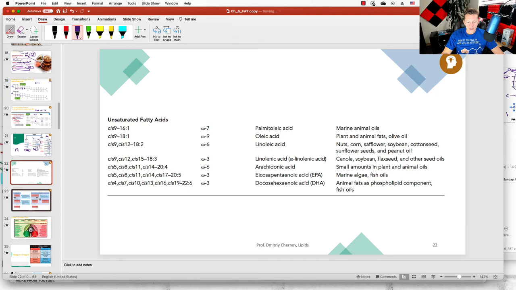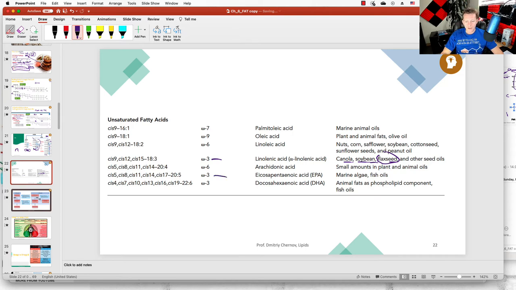And again, let's look at omega-3, right? Canola, soybean, flaxseed. Flaxseed is over-advertised. There is a good one. Soybean, I would stick with flax seeds because with soy, there's a lot of genetically modified soy right now on the market.